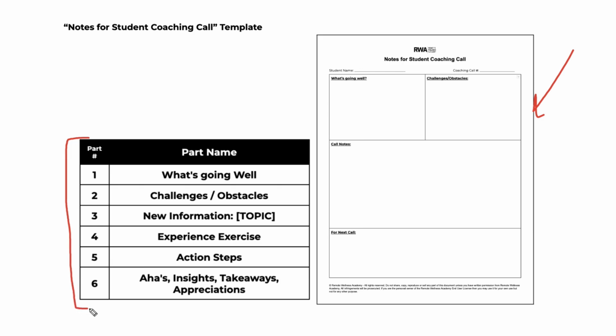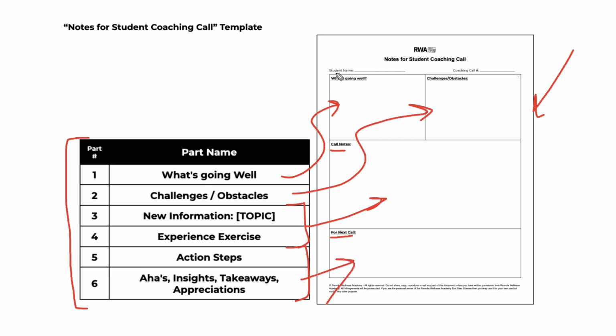If you remember, in the previous training, we talked about how every single coaching call is broken up into 6 parts: what's going well, challenges and obstacles, new information, experience exercise, action steps, and then insights, takeaways, or appreciations, right? So you'll see on here, boom, what's going well, challenges and obstacles, new information and exercise, which is called notes, okay? And then for the next call, boom, we got that.